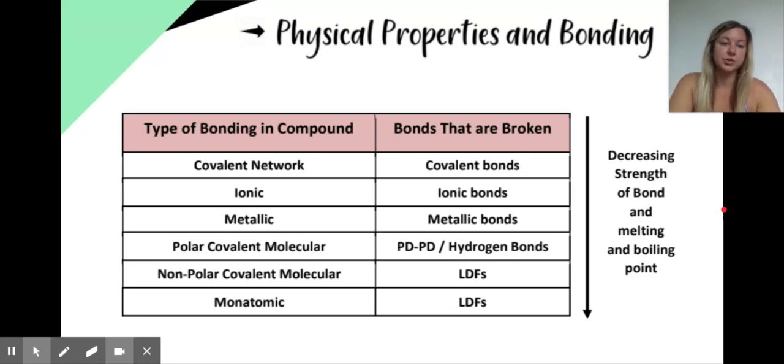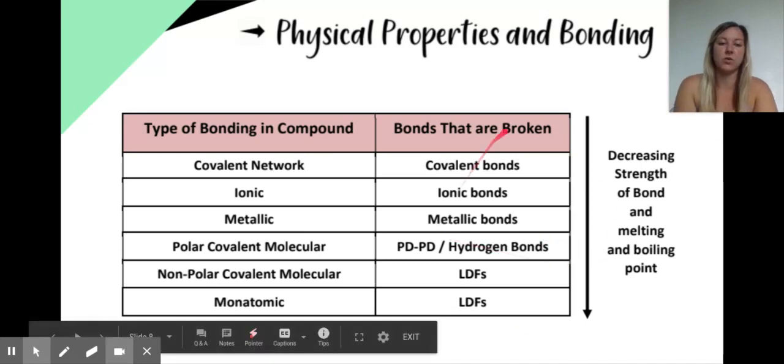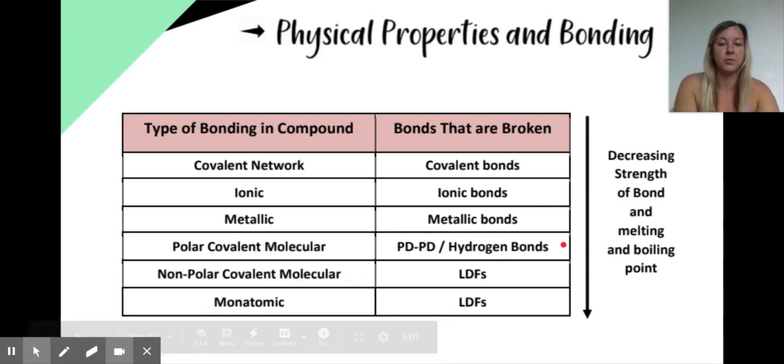Hydrogen bonds are your strongest intermolecular force, then permanent dipole attractions, and then London dispersion forces. So this table highlights that in a nice order here. But just remember on this line here that hydrogen bonds are a strong type of permanent dipole interaction.